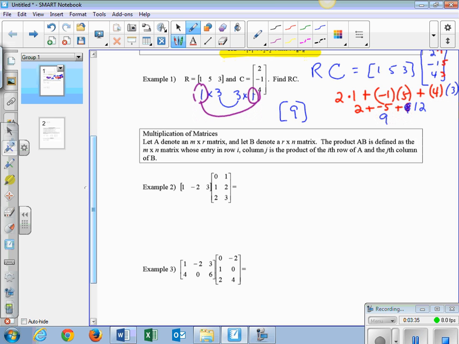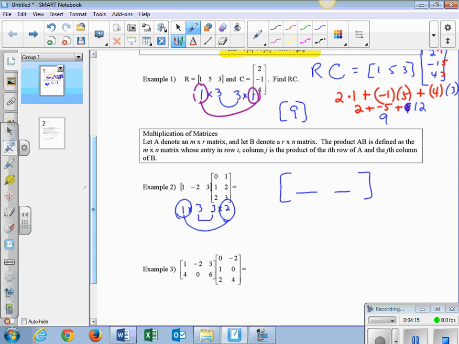Number 2, I have a 1, -2, 3, and I'm going to multiply it times that matrix 0, 1, 1, 2, 2, 3. So let's do the dimensions first. I always check dimensions. Here I get a 1 row, 3 columns. This second matrix I have 3 rows, 2 columns. Do the middle numbers match up? And the answer is yes. And the dimensions of my answer will be a 1 by 2. That means 1 row, 2 columns. So it'll look like that.